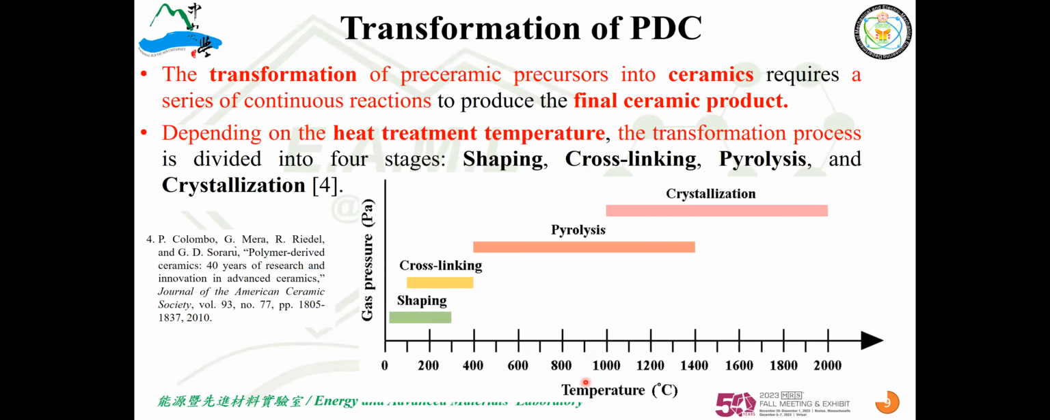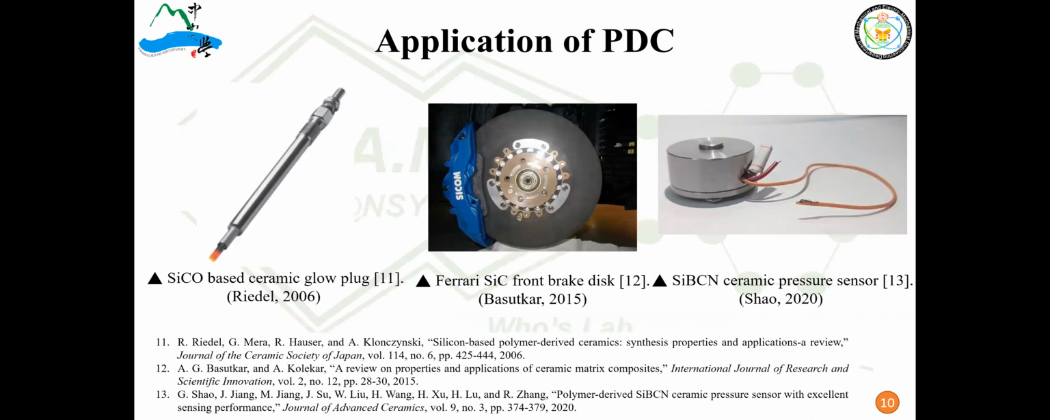This precursor transfers from the polymer phase to the ceramic phase, depending on the pyrolytic temperature. Roughly, when the temperature reaches 1,000 to 1,200, this pre-ceramic precursor starts to crystallize, depending on the temperature, pressure, and so on. There are some applications already, like silicon oxycarbide based ceramic glow plugs, brake discs, and sensors, because it's a semiconductor.